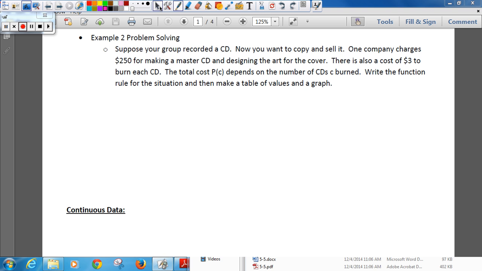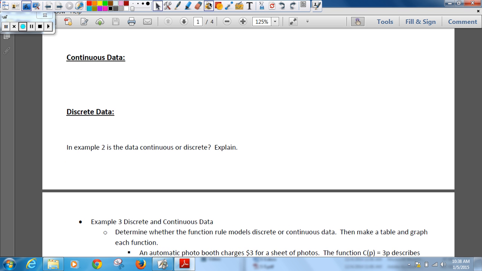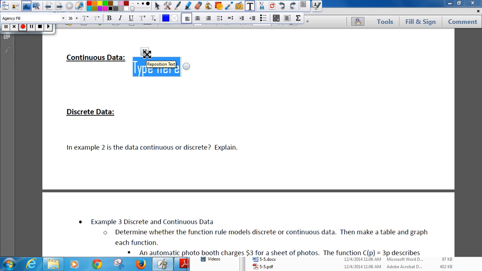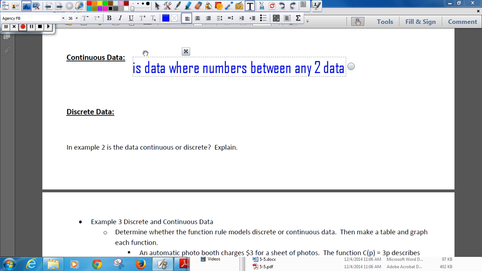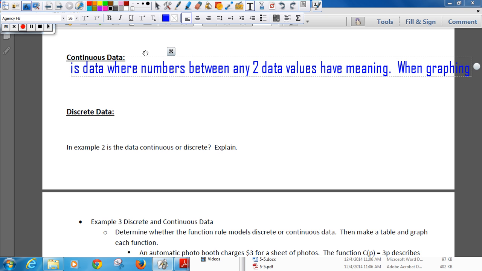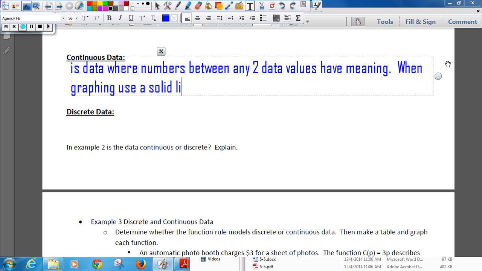Now we're going to go over some vocabulary. The first one is continuous data. Continuous data is data where numbers between any two data values have meaning. When graphing, you use a solid line to represent continuous data.